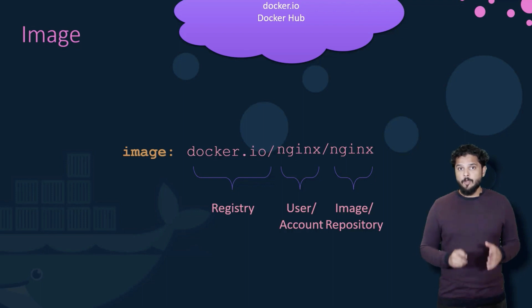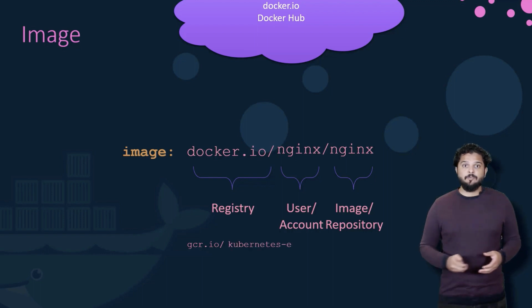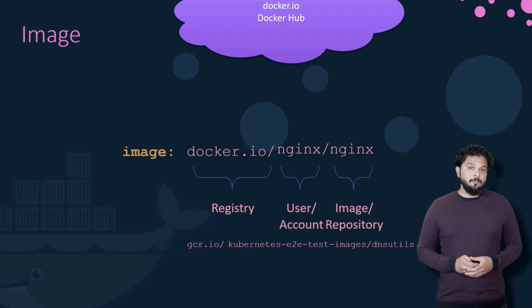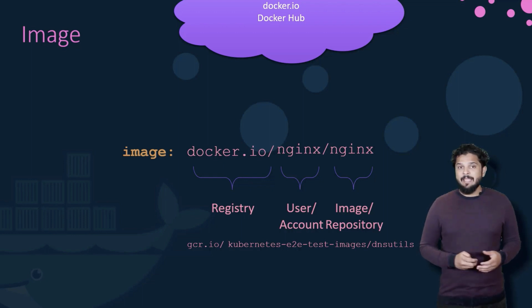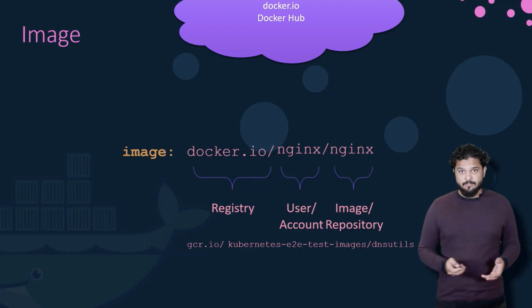There are many other popular registries as well. For example, Google's registry is at gcr.io, where a lot of Kubernetes-related images are stored, like the ones used for performing end-to-end tests on the cluster. These are all publicly accessible images that anyone can download and access.